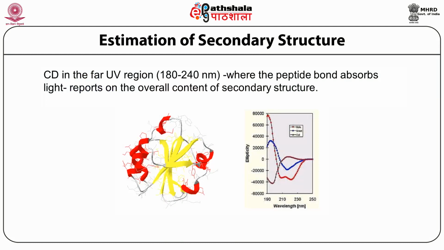CD in the far UV region from 182 to 240 nanometer, where the peptide bond absorbs light, reports the overall content of the secondary structure. Here is a typical CD spectra of a protein having completely alpha helical structure, completely beta stranded, and completely random coil. If the values of purely alpha helical, purely beta stranded and purely random coil structure are known, they can be taken as a reference to calculate the secondary structure of an unknown protein, by comparing its spectra with all the known values.